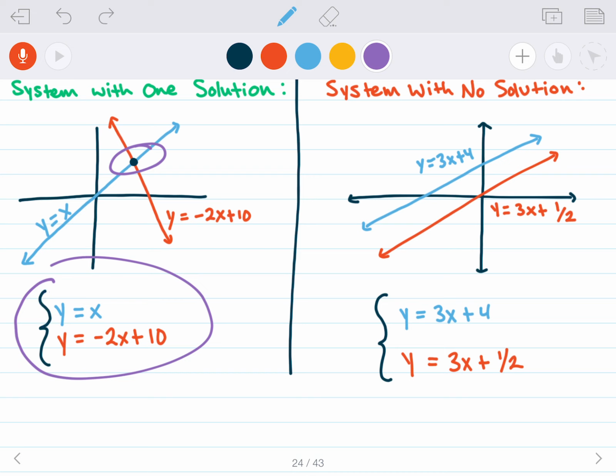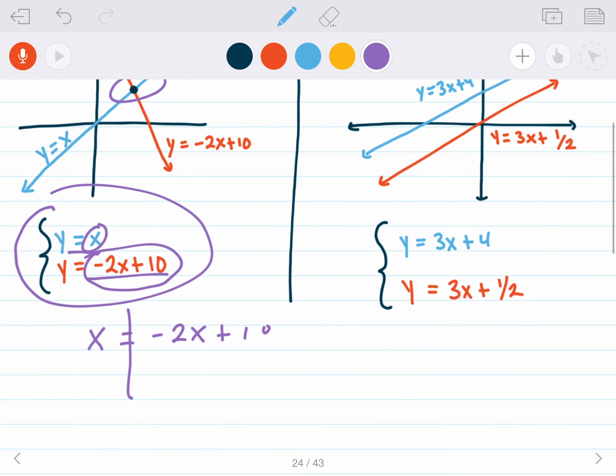We can use substitution by setting these guys equal to each other, because of something called transitivity. If A equals B and B equals C, then A has to equal C. If two different things equal the same thing, those different things have to equal each other. And that's what we're doing here. So x equals y, but also negative 2x plus 10 equals y. So the y's have to equal each other. That's what transitivity is telling us here.